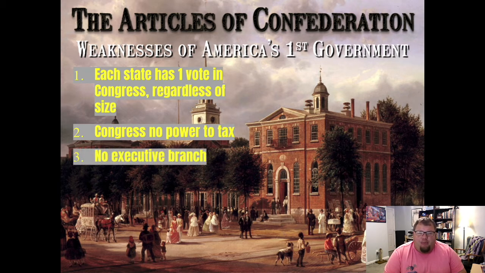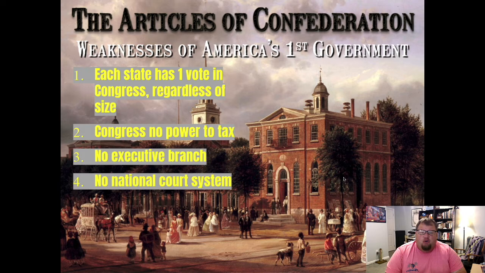There's no executive branch, so there's really no head person that represents our country, and this is kind of a thing that we wanted to go against from what we came from, where we had England and had a monarchy and had a king. We didn't want this extreme executive power for our government, so we didn't create one with the Articles of Confederation. There was no national court system. It was all individualized courts by each state.